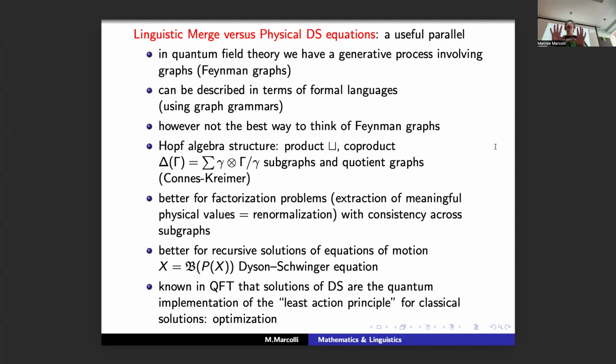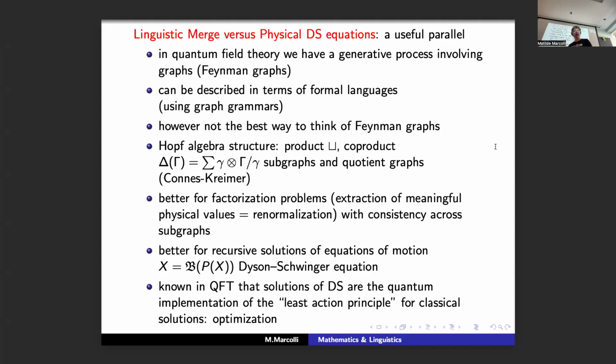So this idea that the Hopf algebra structure is closely related to this problem of meaningful assignments of values, consistent with substructure, is exactly what we want to use. After I finish this part, I'll be introducing what we propose as a model for the syntax-semantics interface, and will be mimicking what is happening in this renormalization problem in quantum field theory.